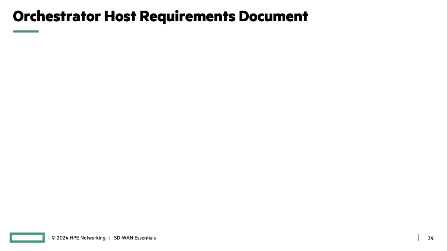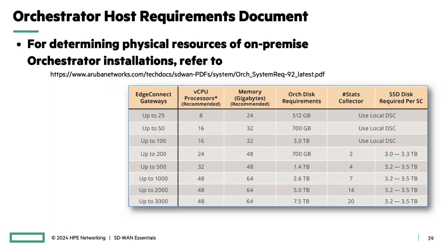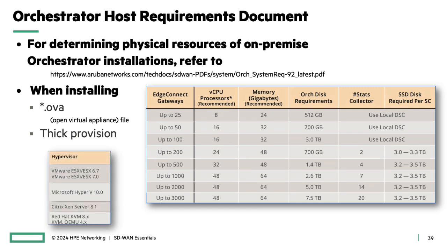The physical resources required for on-premise orchestrator are based on a number of appliances the orchestrator will manage. A range of CPU, RAM, and storage is provided, as well as the recommended amounts for each tier. As mentioned, an OVA file is used to deploy the orchestrator on the virtual machine. When you do, make sure to thick provision so that you ensure dedicated resources. As shown here, multiple popular hypervisors are supported in which you can install the OVA on.